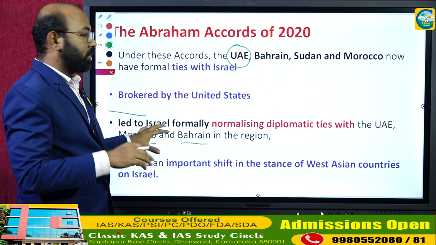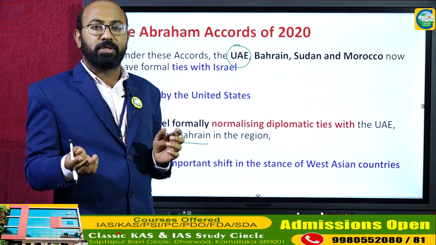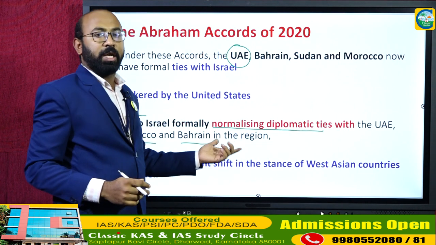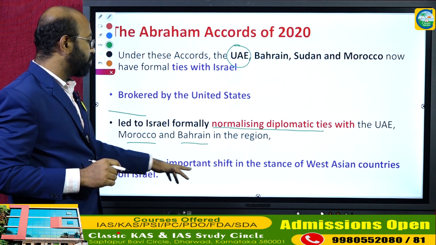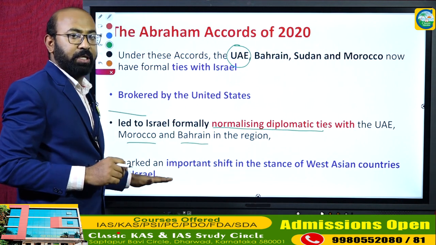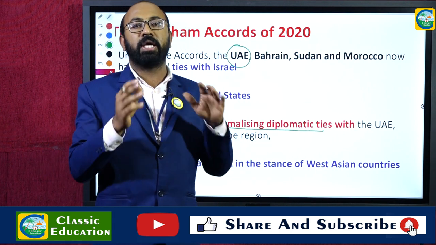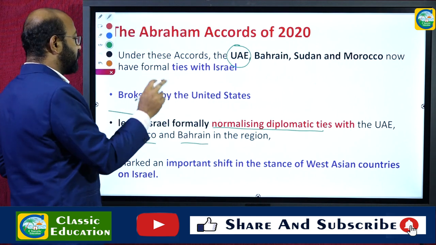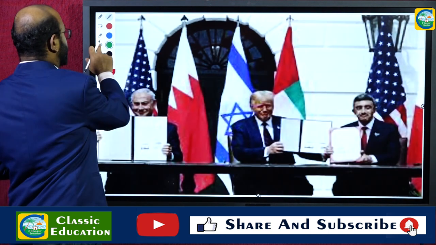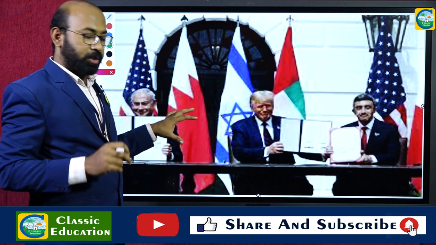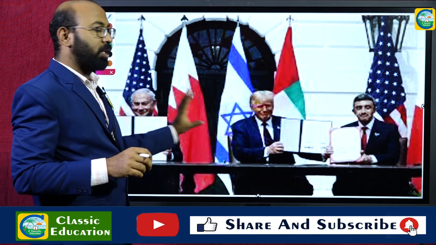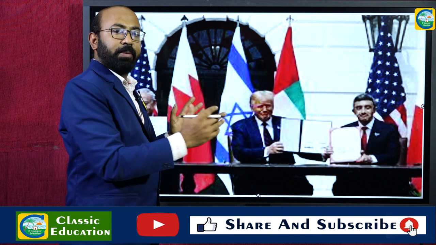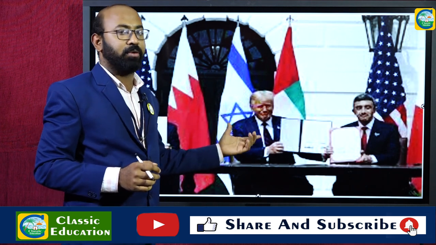So from hostile relations of Israel with the surrounding neighborhood, now the relations have been diplomatically normalized. These accords have marked an important shift in the stance of West Asian countries on Israel. Since they were not recognizing Israel, now they have started to recognize Israel as a sovereign country. This is the shift in the West Asian countries' stance. So this is 2020. In this year, this is the historical moment. He is the Israel Prime Minister. He is the UAE authority. Both of them have signed the Abraham Accord in the presence of the USA President.